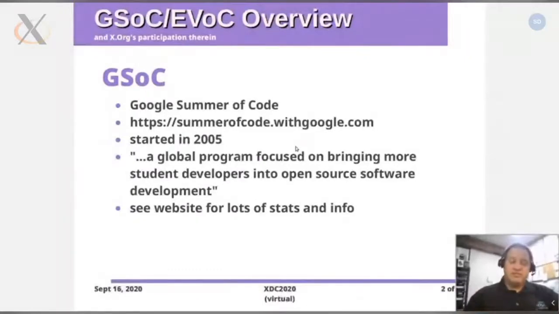And so this is a program that was started by Google. What it is essentially is that open source organizations are allowed to post jobs, essentially. Students apply for and work on those jobs, and then Google pays them to do that. The program is a little bit North American. It's sort of geared more towards North American schedules.